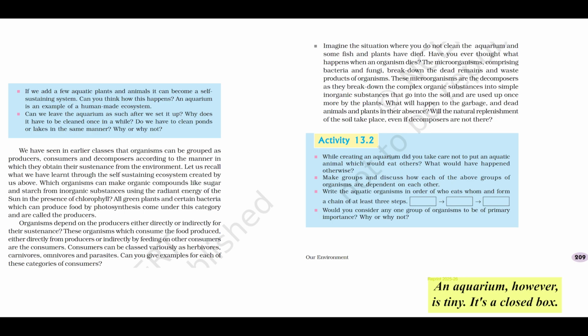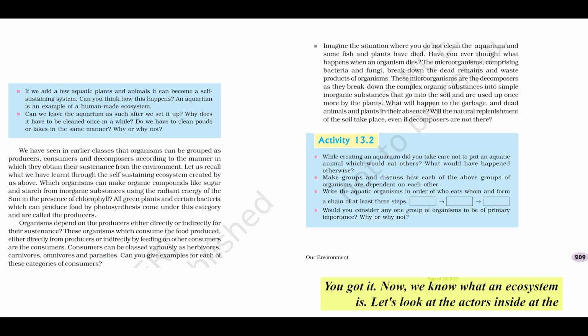Exactly. An aquarium, however, is tiny. It's a closed box. It has some decomposers, but nowhere near the numbers or variety needed to process all the waste the fish produce in that small space. So the waste just builds up faster than it can be broken down. Precisely. Without cleaning, the water becomes toxic. It highlights how powerful and efficient natural systems are compared to our small imitations. Biodiversity is key to that balance. That makes a lot of sense. Scale and the cleanup crew, basically.